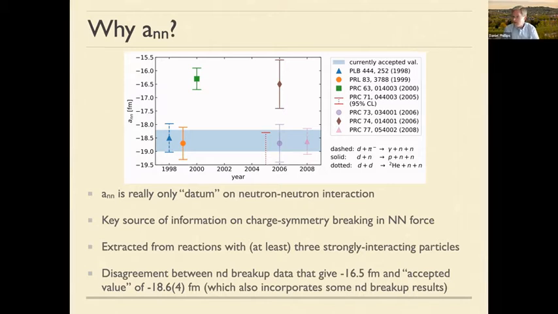So what would it mean to say something useful about the neutron-neutron scattering length? Well, there is no direct measurement of this. The datum is extracted from three or even higher number of hadron reactions. There are two primary sources of information that go into the so-called recommended value, which I've listed down here. Those are results on Nd breakup and results on radiative pion capture from deuterium.